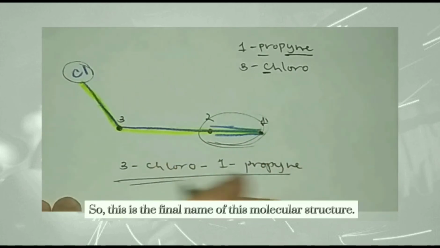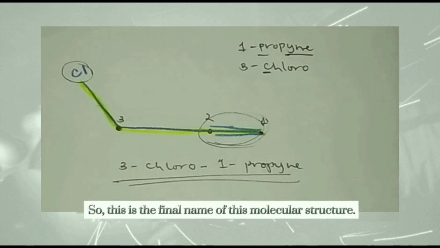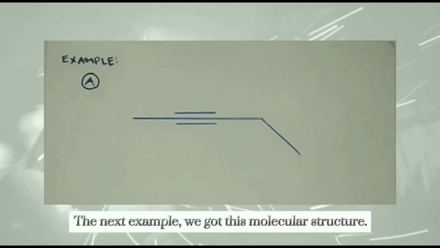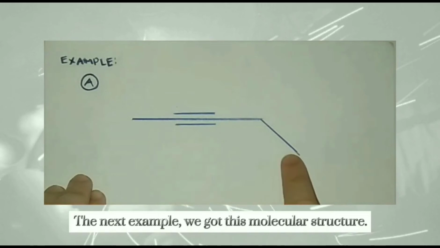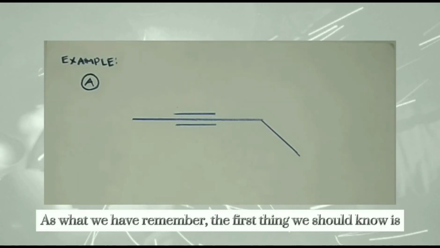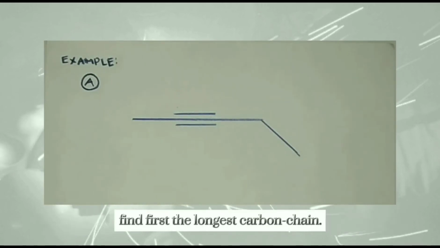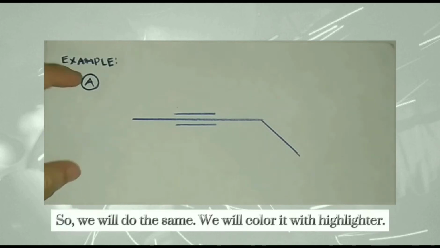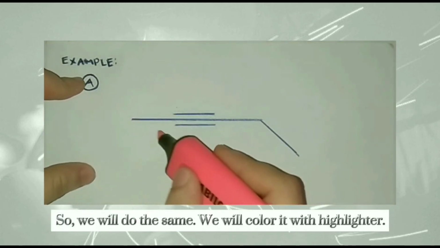So this is the final name of that molecular structure. In the next example, we get this molecular structure. As we have to remember, the first thing we should do is find the longest carbon chain. So we will do the same. We will color it with a highlighter.